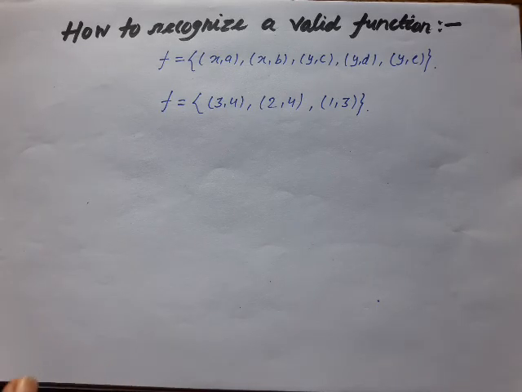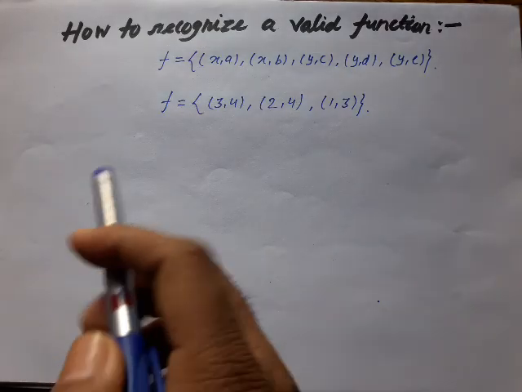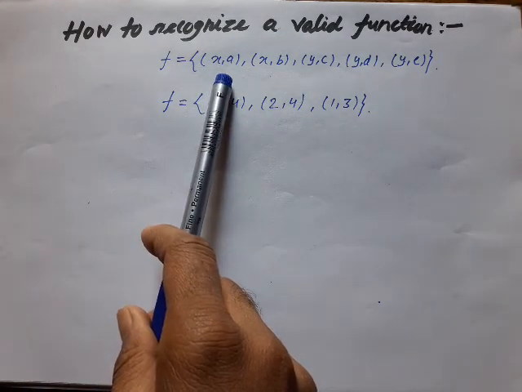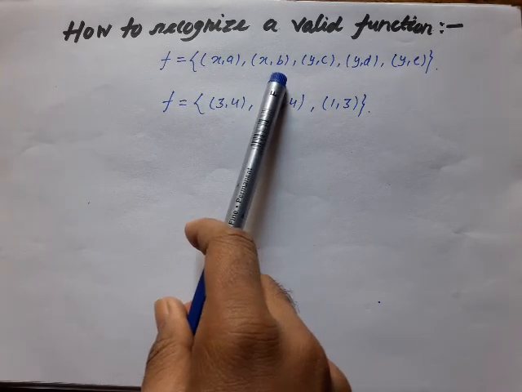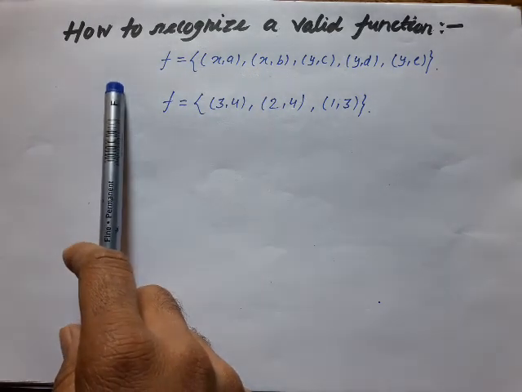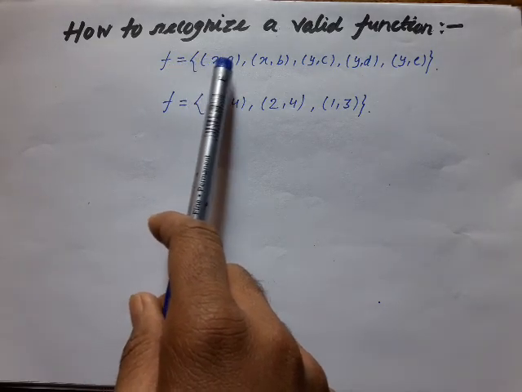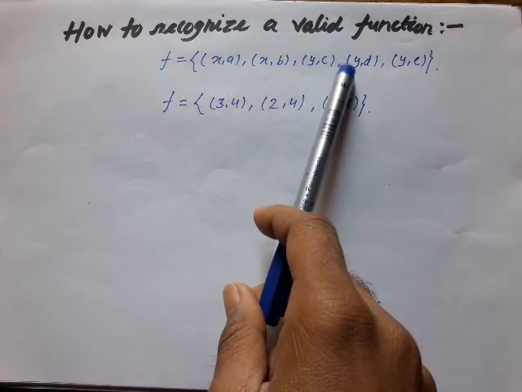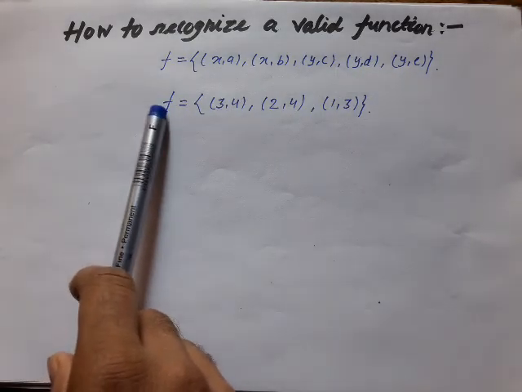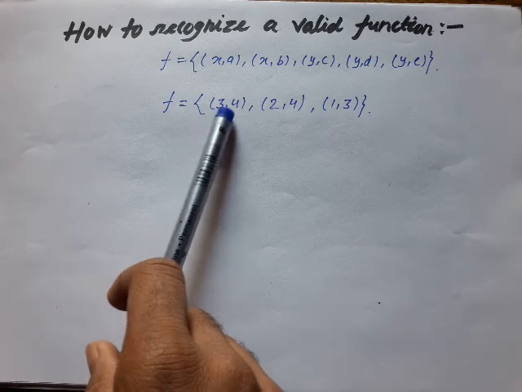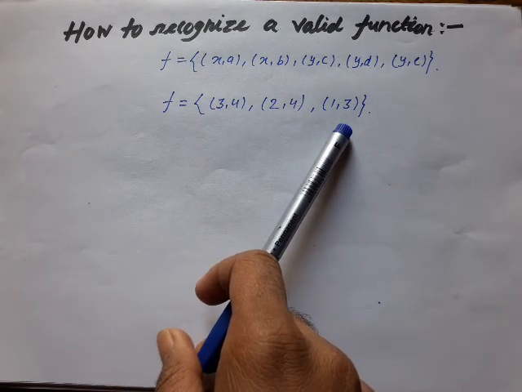And now we're going to discuss how to recognize a valid function. As I said, every function can be written in ordered pairs, and these ordered pairs denote the images and pre-images of a mapping. So you can see that there are two functions. The first function is equal to (x, a), (x, b), (y, c), (y, d), (y, e), and the second function is (3, 4), (2, 4) and (1, 3). These can be written in ordered pairs.